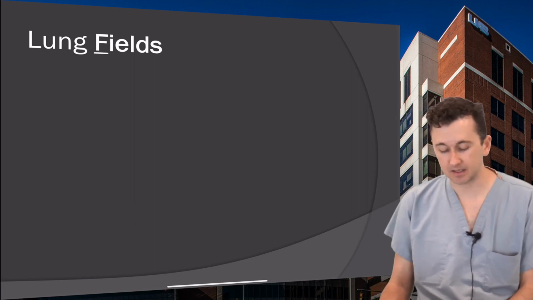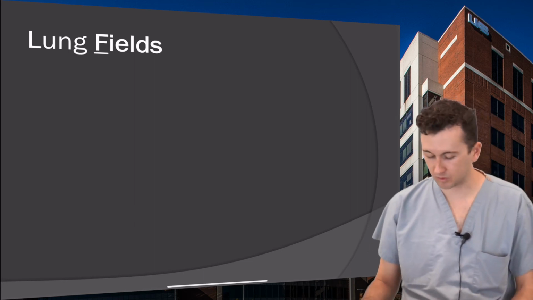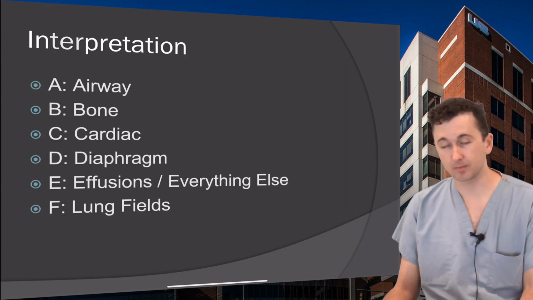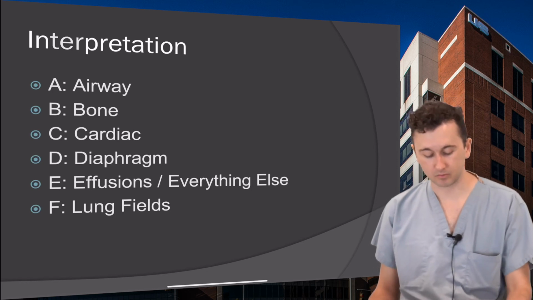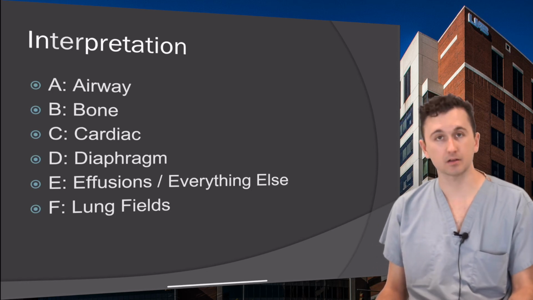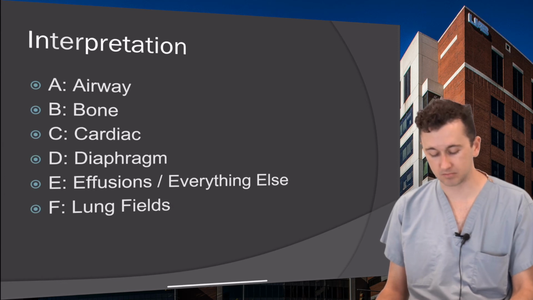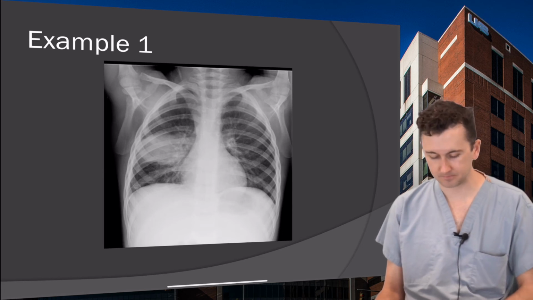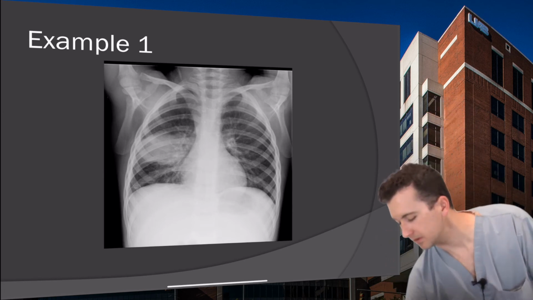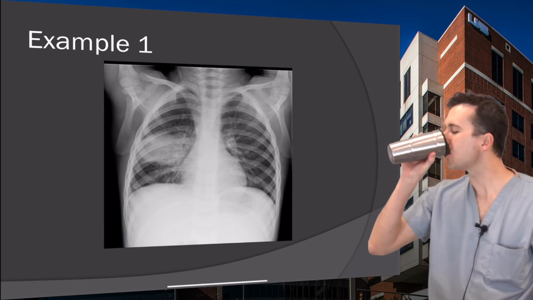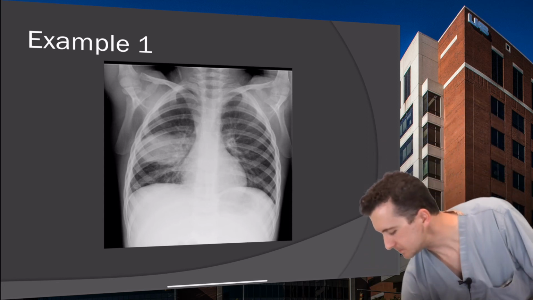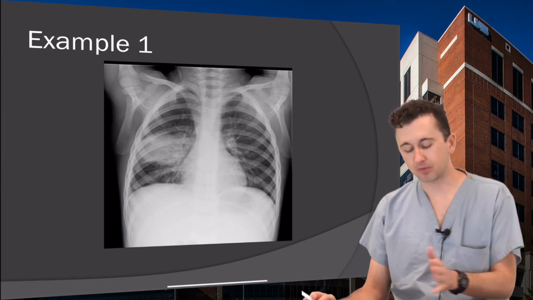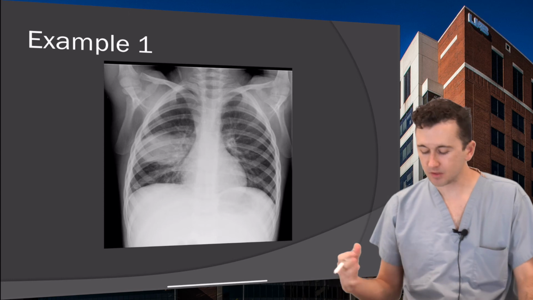And then lastly is lung fields. We'll talk about that, but after we review this. So again, remember to be systematic. Work your way through your ABC. So look at the airway, look at the bones, look at the heart, diaphragm, effusions, everything else, and then lastly, look at your lung fields. Okay. So for this first example, we're going to go over everything from the technical quality of the film all the way through our entire interpretation, just as a point of learning.